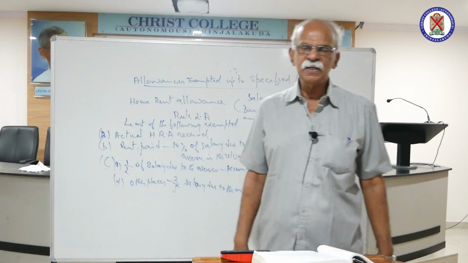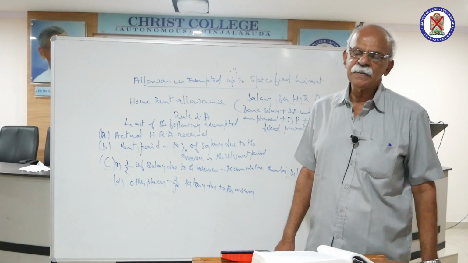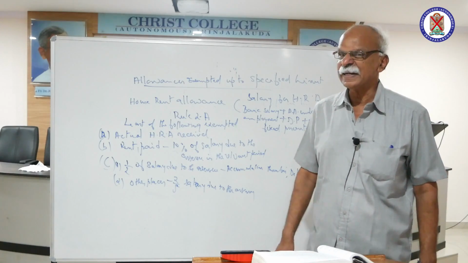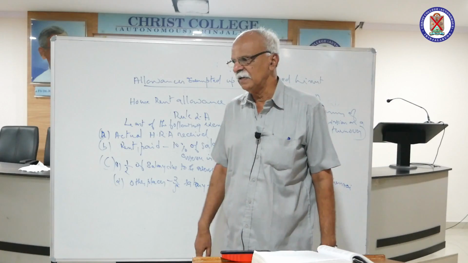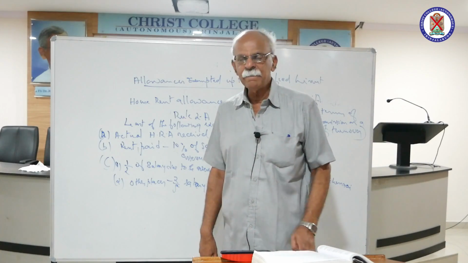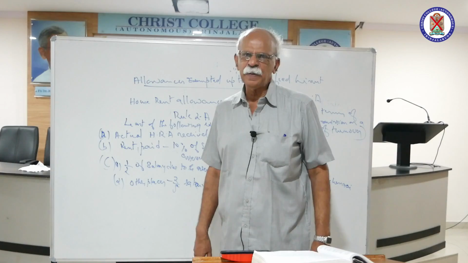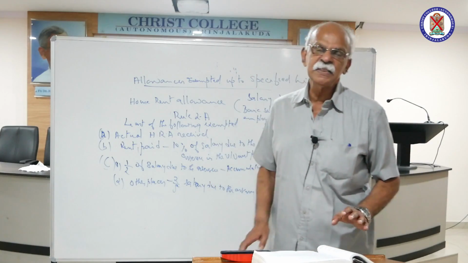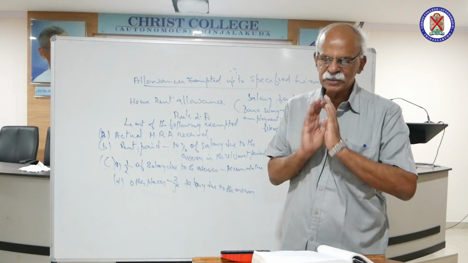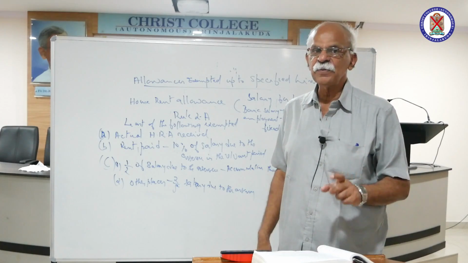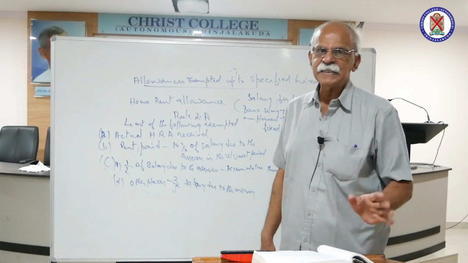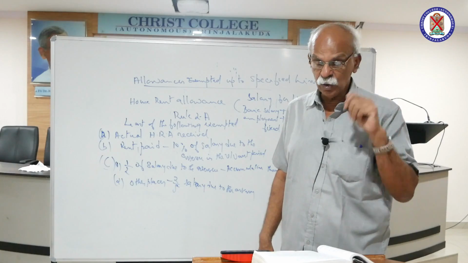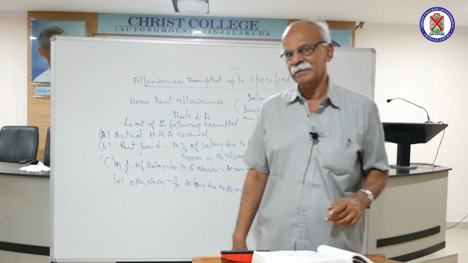One important condition for getting exemption for HRA is that the assessee should live in a rented house. If he is living in a house owned by him, or he is living at a place without paying rent, he is not eligible for getting exemption. That means HRA received by him will be fully taxable.